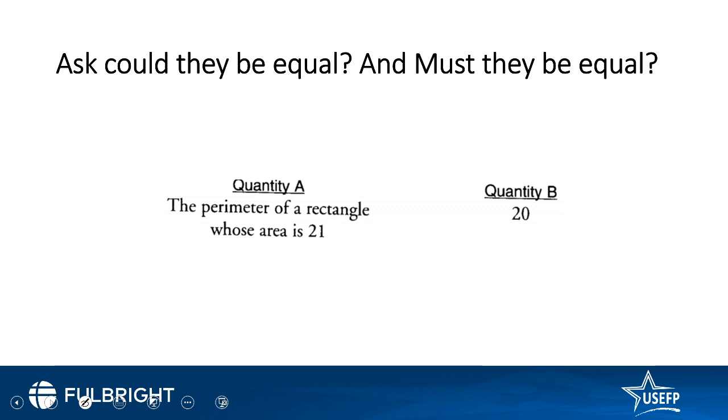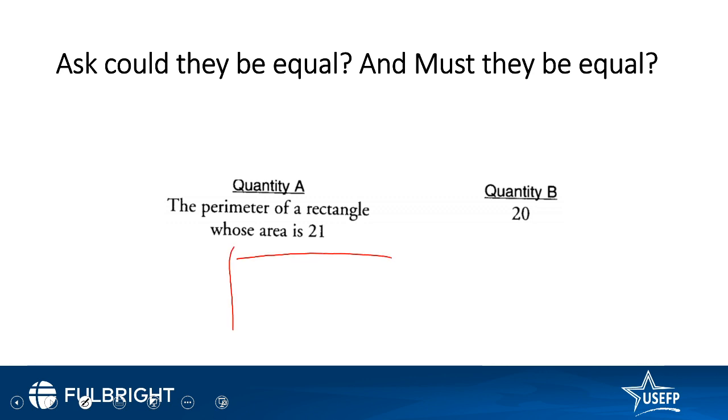Now the next question. One of the tips is to ask: can they be equal, and must they be equal? If you find they are equal, then you have eliminated A and B. So can they be equal? Quantity A is the perimeter of a rectangle whose area is 21, and quantity B is 20.